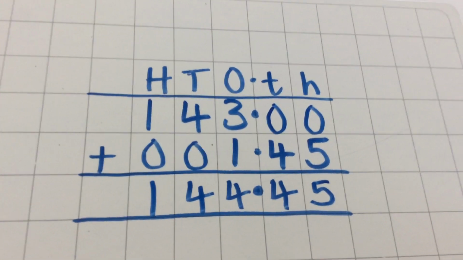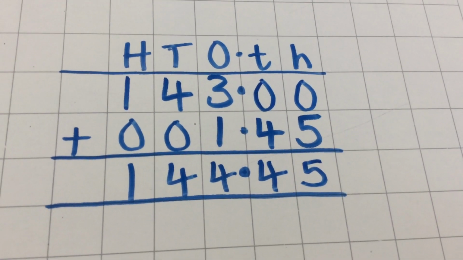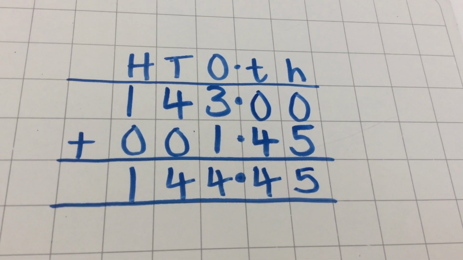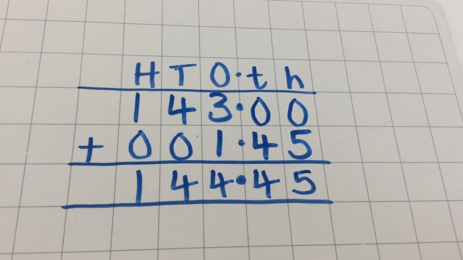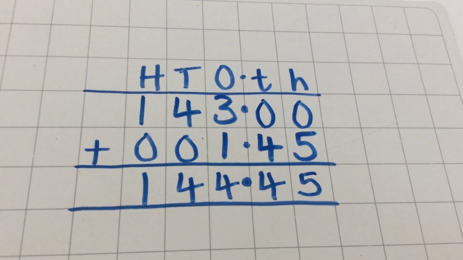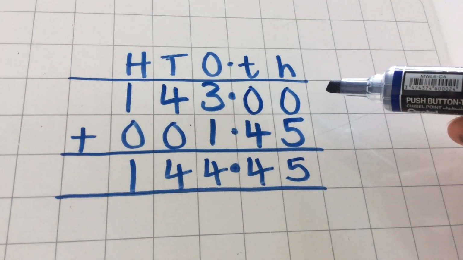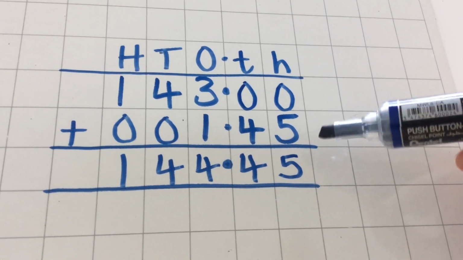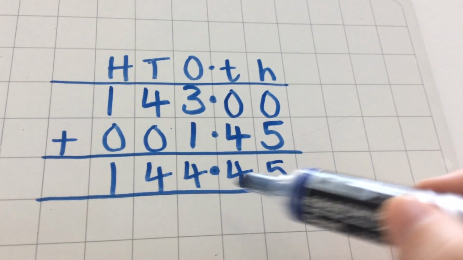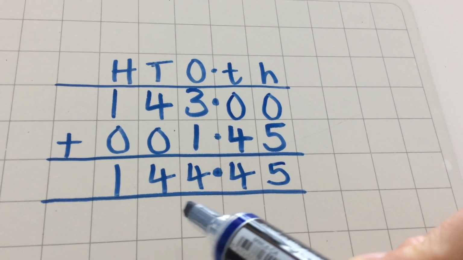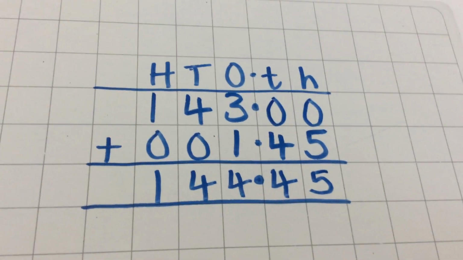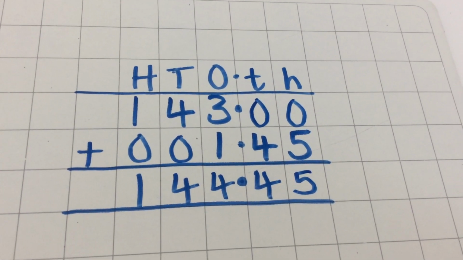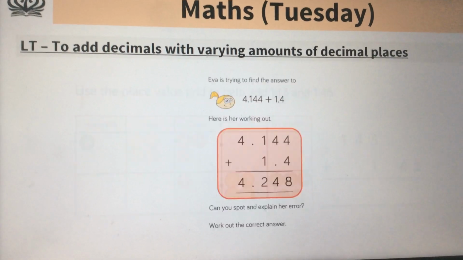Okay, now I can also use a bit of estimation to check. If I've got 143 and I've got a number that's just a bit over 1, so I'm kind of adding 143 and a little bit more than 1, so I would expect my answer to be 144 and a bit. So using estimation as a way of checking is a really good method as well. Okay, so that's that one.